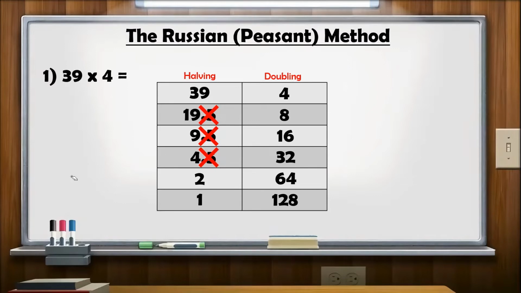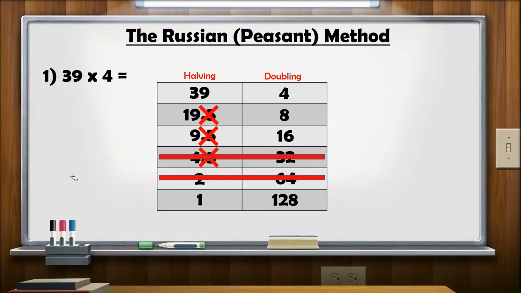Now, we have to look at the left-hand column for any even numbers. If there are any even numbers, the whole row needs to be eliminated. So in this case, we have the number 4, so we will eliminate the whole row as such. We also have the number 2, so we will eliminate this row as such. And now we are ready for our final step.